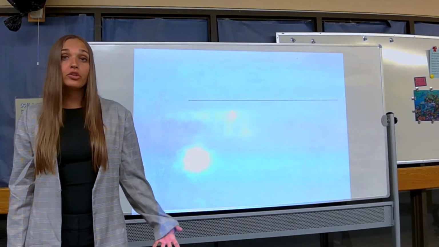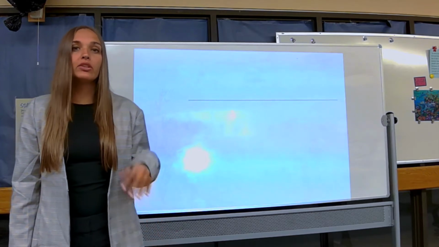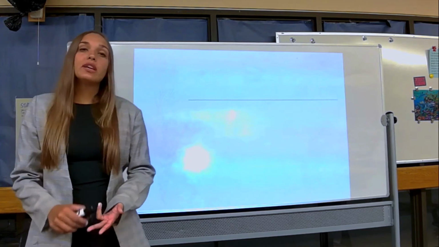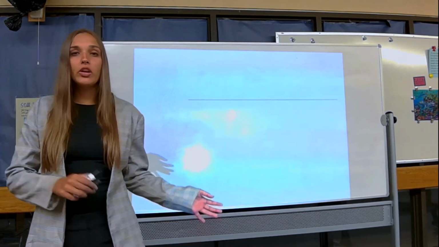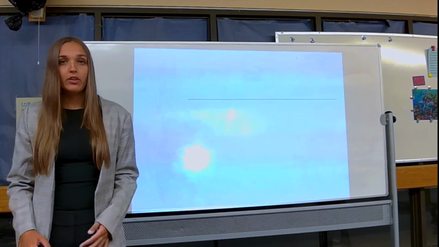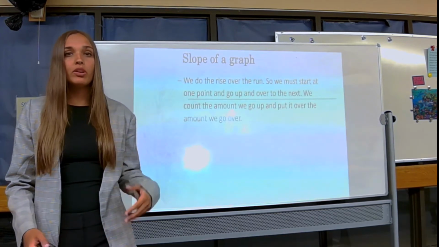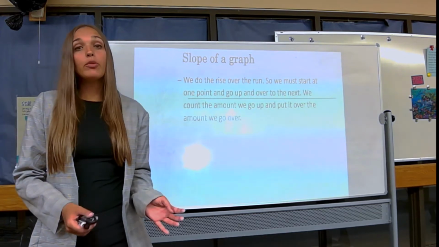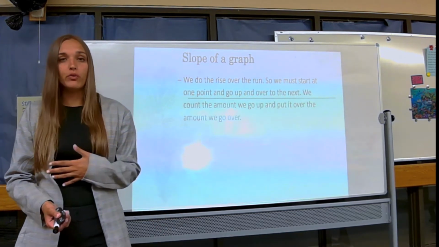So we're going to go over the slope of a graph, and it's very important to realize that there are different ways to find the slopes of a graph, of a table, of 2 points. So we're going to look at all three examples, but we're going to start off with the slope of a graph. So if we're looking at a graph, it's important to realize that we're going to count from one point to the next to see how many we're going up and how many we're going over.